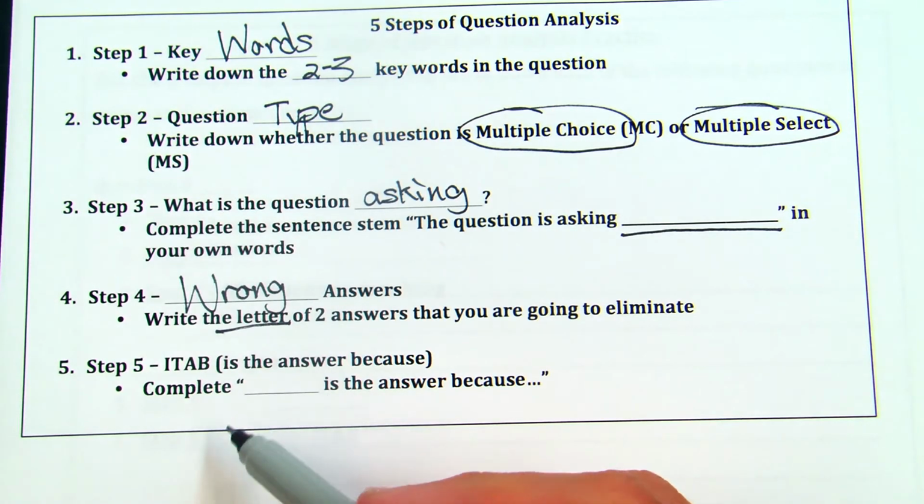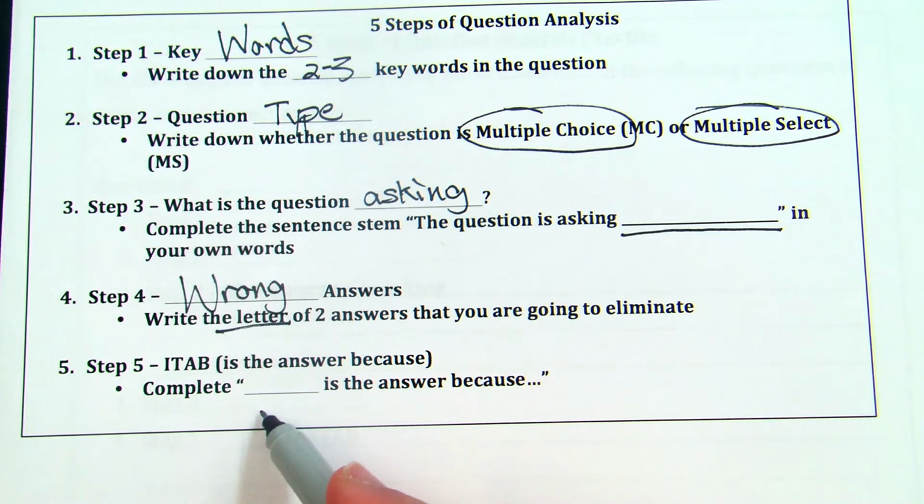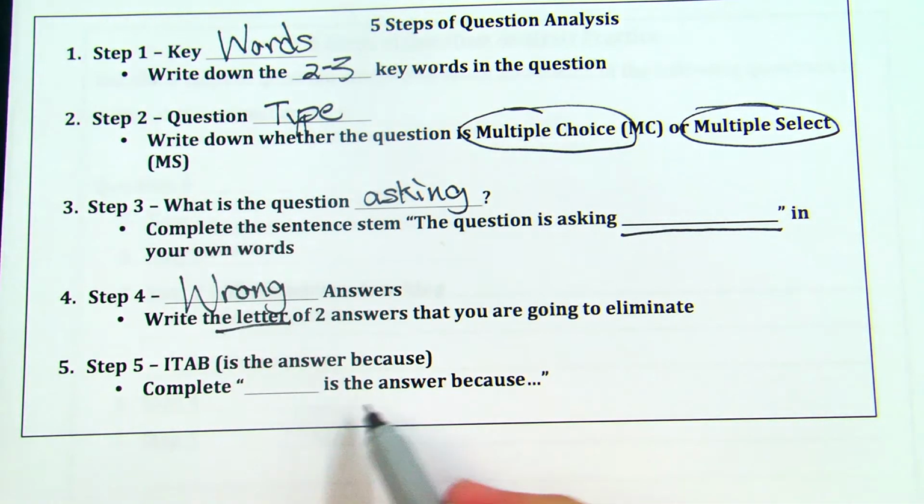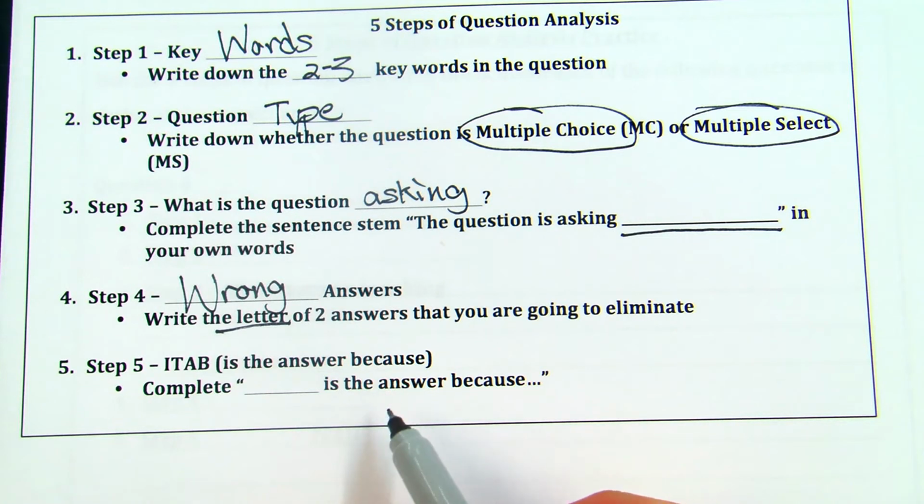Finally, step 5 is ITAB, which stands for is the answer because. So you're going to complete whether you would say A, B, C, or D, whatever it is, is the answer because the text was talking about, or because this piece of evidence best shows, however you're going to explain. That could be a piece of evidence, or that could be just your own explanation.